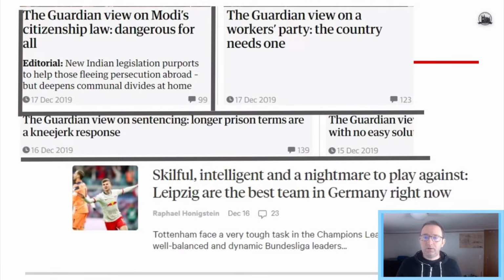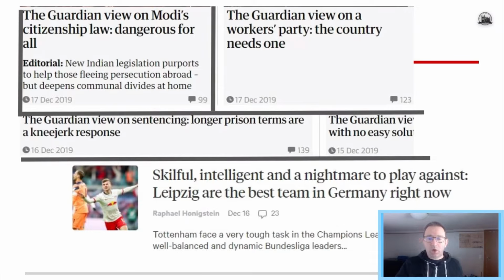The second title there, "The Guardian View on a Workers' Party: The Country Needs One." I didn't read it, but I could imagine what it says. We have a right-wing government. We don't have a strong left party. We need a strong left party. And here are 3, 4, 5 reasons why.